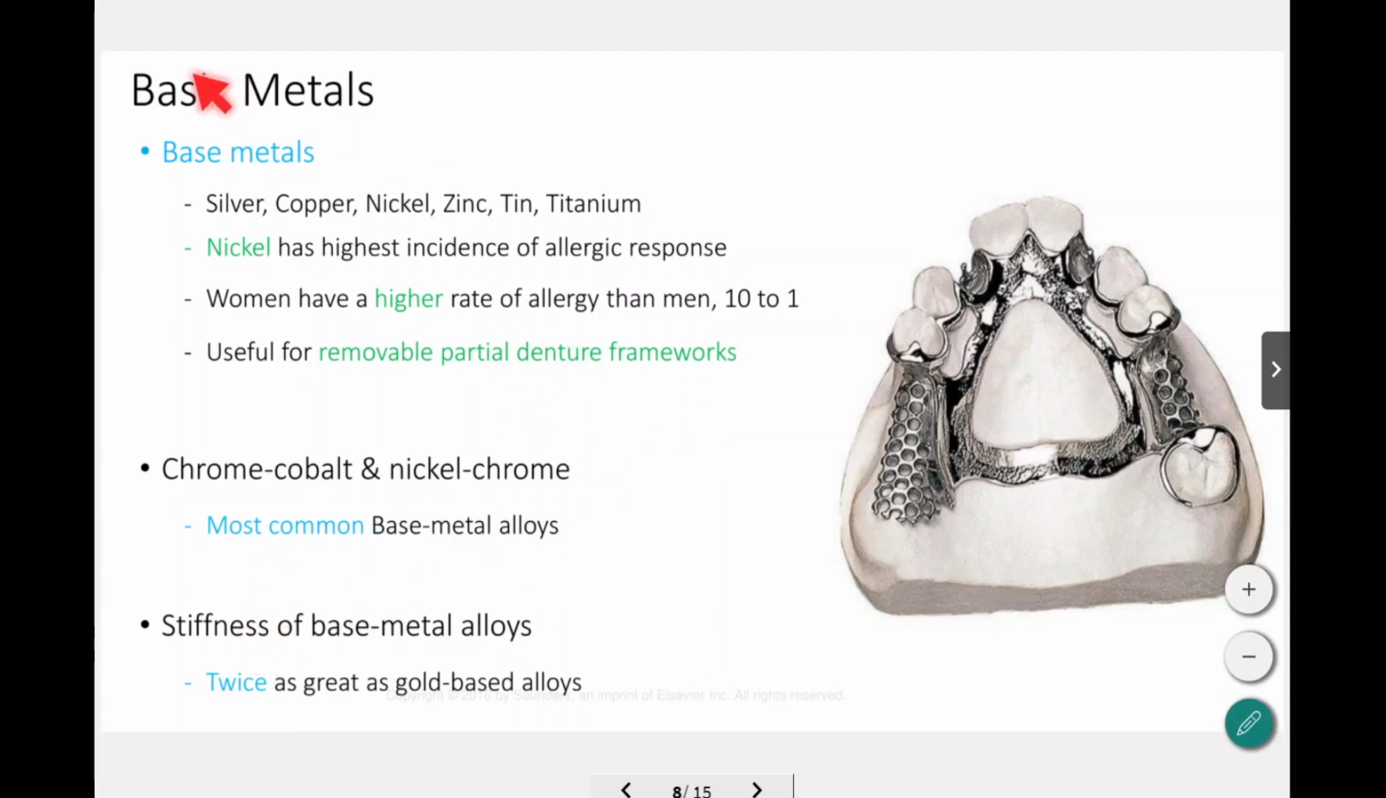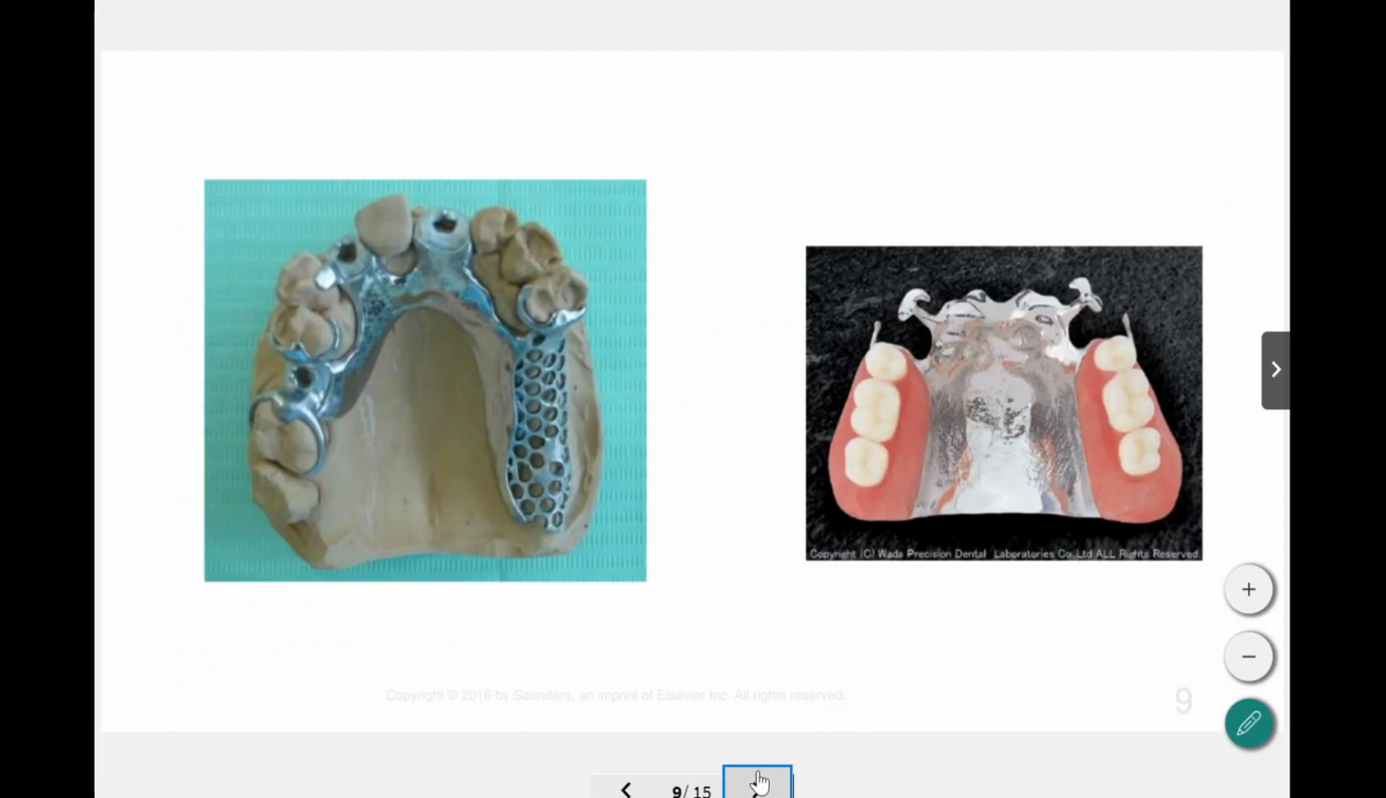As I was saying, although base metals are not as tarnish or corrosion resistant, they're actually more stiff than noble metals. So if you compare the basic metals to the gold alloys, you'll see that they have twice the stiffness of the gold alloys, and that's why they can be used for these kinds of things. Okay. Moving on. Any questions so far? All good, right? These are again partial dentures, and you can see they're all made of the base metal alloys.